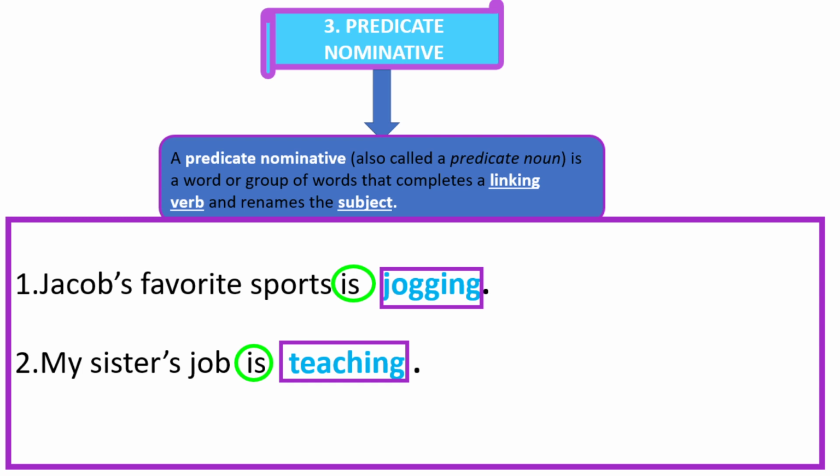So let's take a look at the examples here. Jacob's favorite sports is jogging. So look for the linking verb. The linking verb here is "is". So the predicate nominative is jogging.